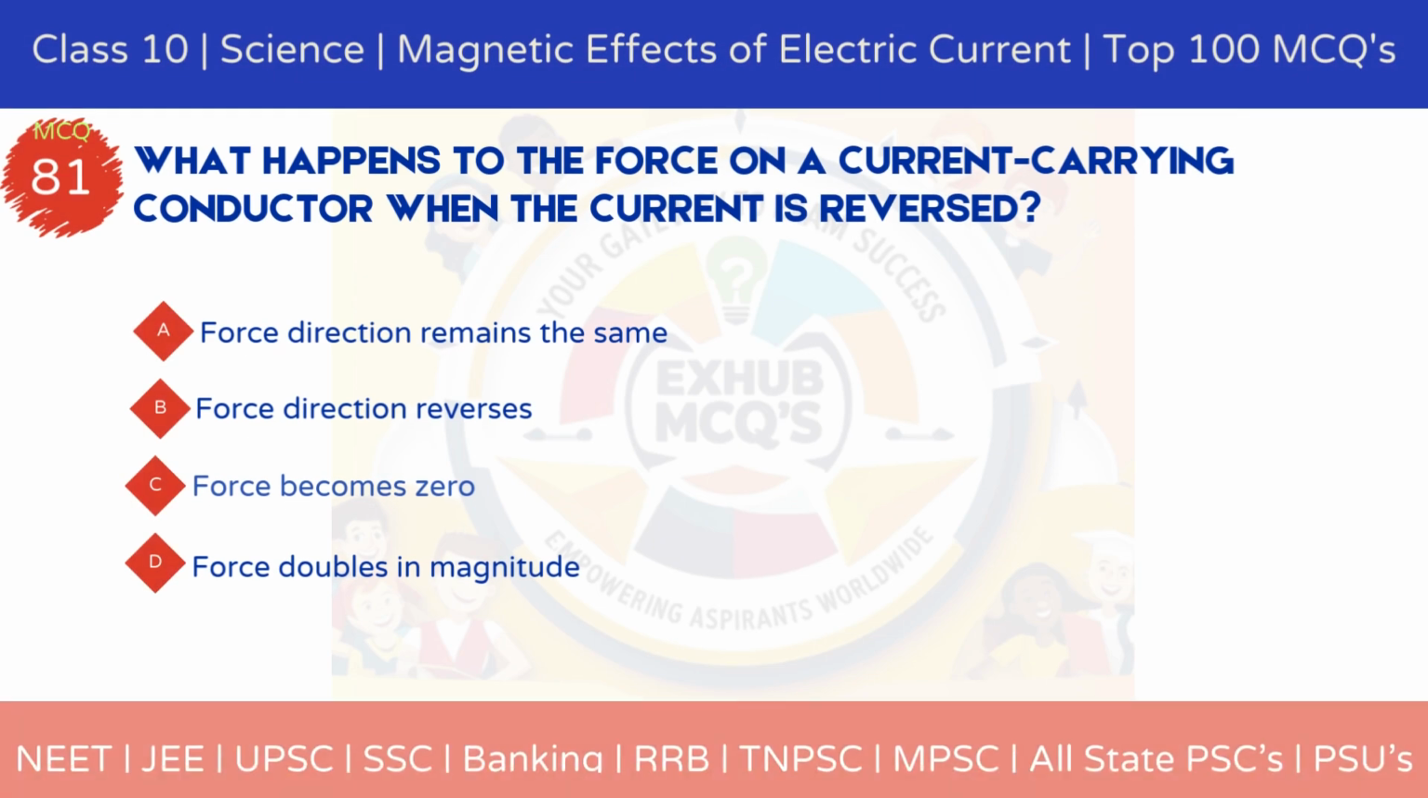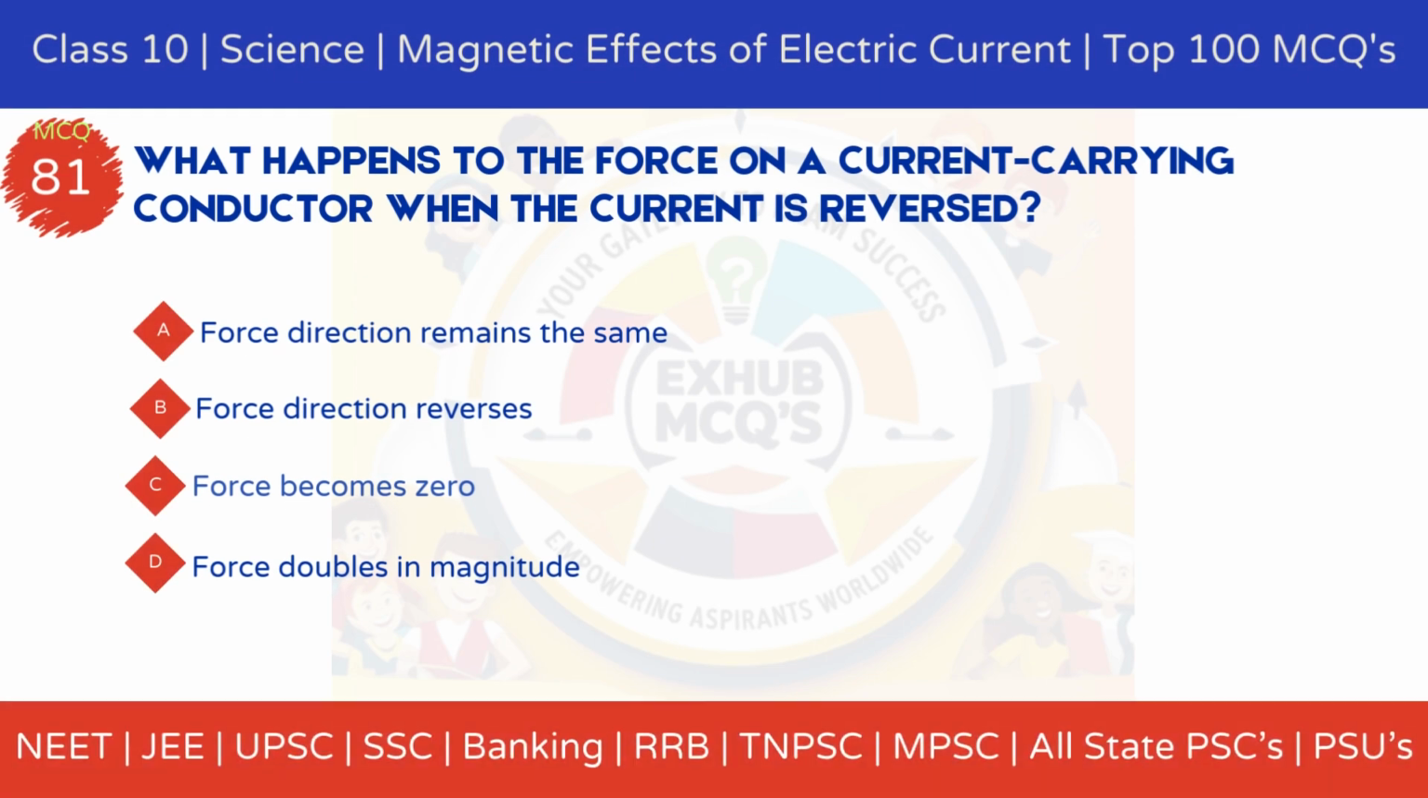Key 81. What happens to the force on a current-carrying conductor when the current is reversed? Option A, force direction remains the same. Option B, force direction reverses. Option C, force becomes 0. Option D, force doubles in magnitude.